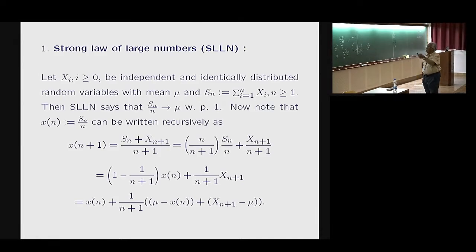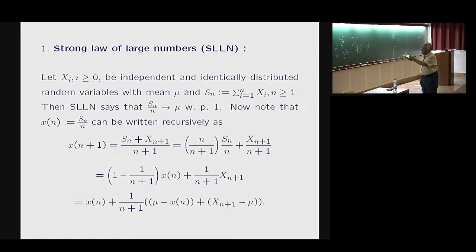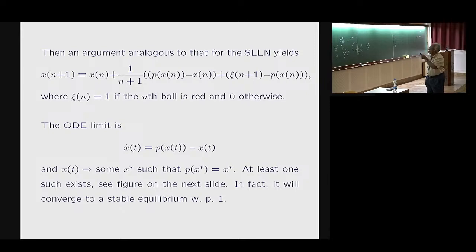So the law of large numbers can be exhibited as a stochastic approximation, with just a simple manipulation. And then you get a linear differential equation which tells you that it converges to its mean. And the same proof generalizes to urn models. This is a one-dimensional single urn, and you drop one ball at a time, red or blue. A ball is red with probability P of xn, where xn is the fraction of red balls at time n.